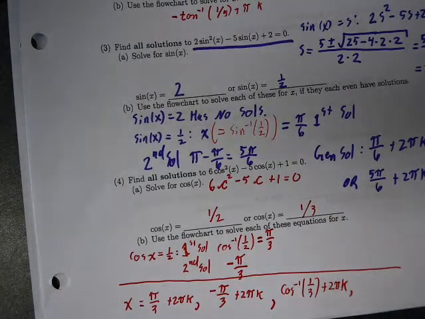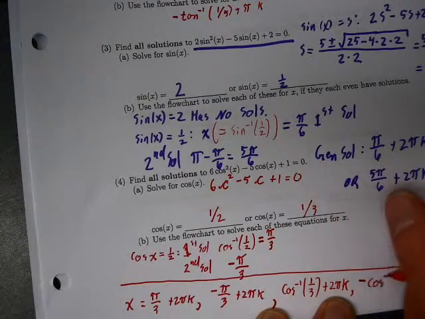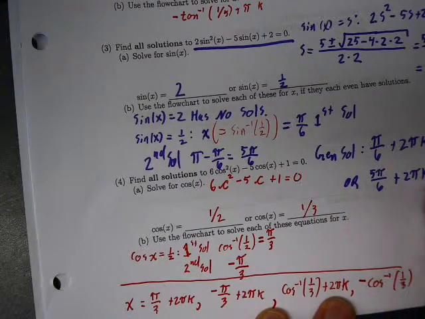And according to that flowchart, what is the other solution? Yeah, negative this. Cool. Everyone feel pretty good?